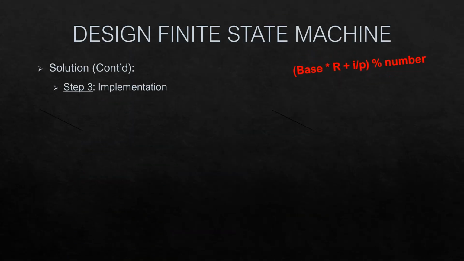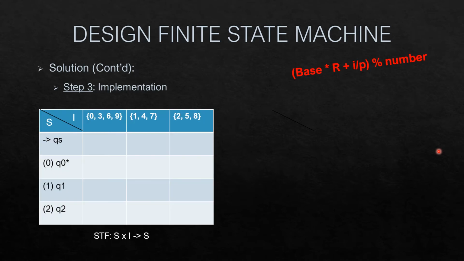Let us continue with the solution of the question. Design an FSM to validate whether the given decimal number is divisible by 3 or not. We had reached step number 2, that was logic. In this step, we will be designing the implementation of our machine. So here we have to define the STF and MAF tables respectively. In STF, as we can see, there is S and I as mentioned in the definition, that is S cross I will give us the next state.